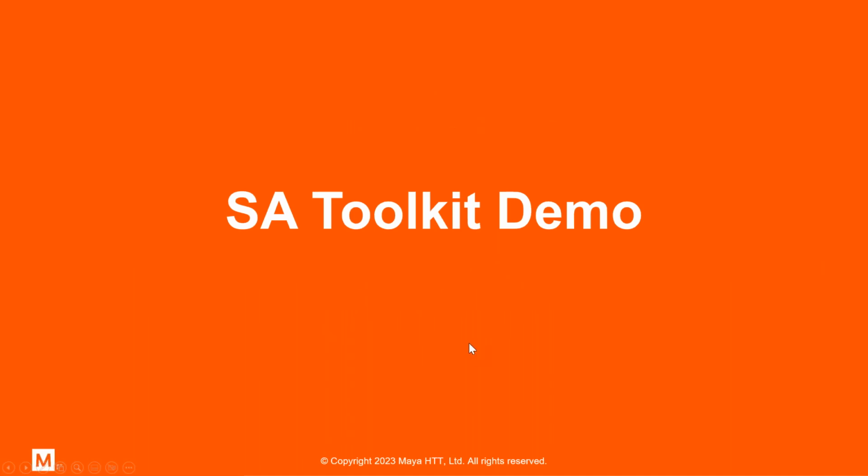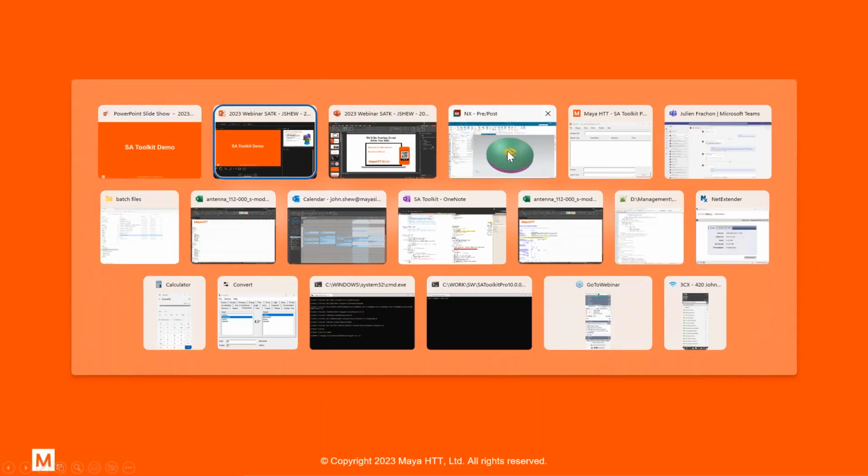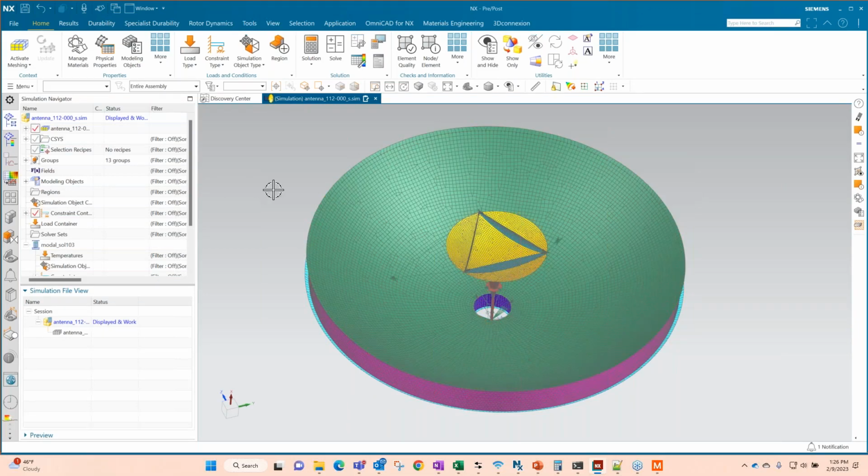Now let's go to a demo. So we talked about this, let's go and pull up my model here. I'm going to do this in SimCenter 3D today. Again, SA Toolkit works with FEMAP as well. You can actually dock it. It'll dock in as one of the windows there if you want. But I have a model here.